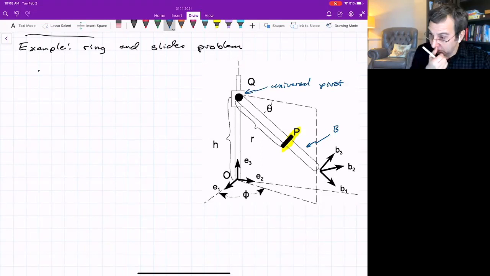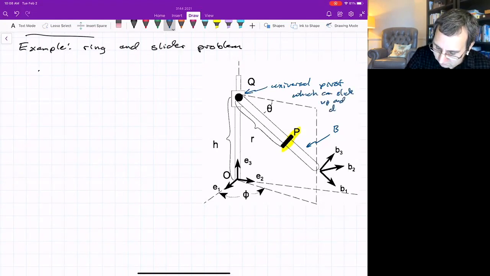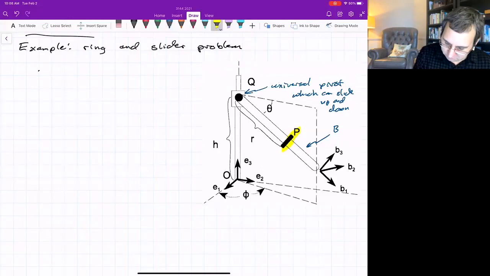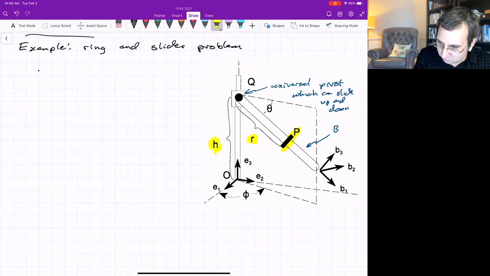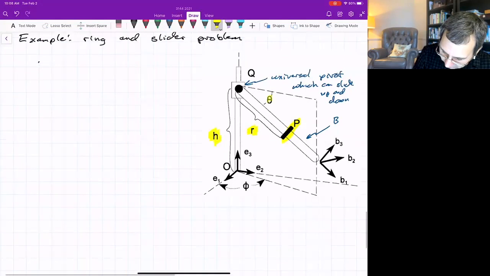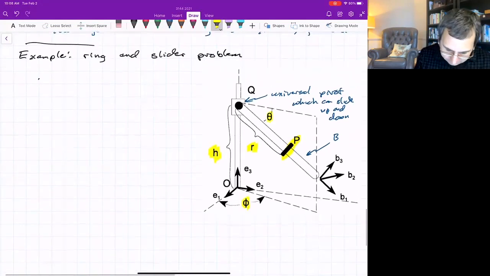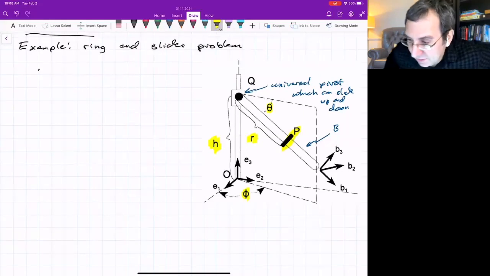Okay. So this pivot is also sliding vertically up and down on that vertical rod. So we've got some coordinates written here. We've got H. So H can change, the height of the slider can change. R, the distance of the ring along that bar can change. And then we've got two angles, this angle theta and this angle phi, written in an old timey style.